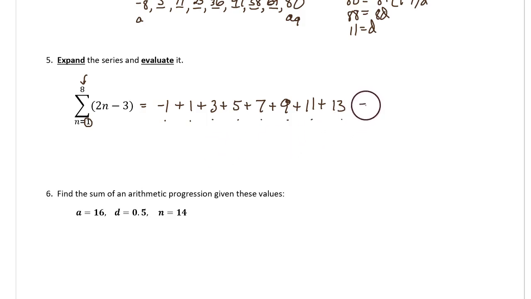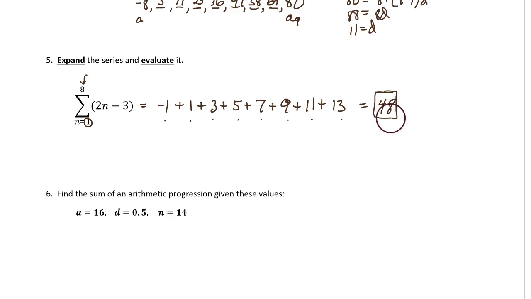Now we're supposed to evaluate this. So because we've listed all the numbers out, let's just type them in a calculator and hit enter. -1 plus 1 is 0. 3 plus 5 is 8. Plus 7 is 15. Plus 9 is 24. Plus 11 is 35. Plus 13 is 48.